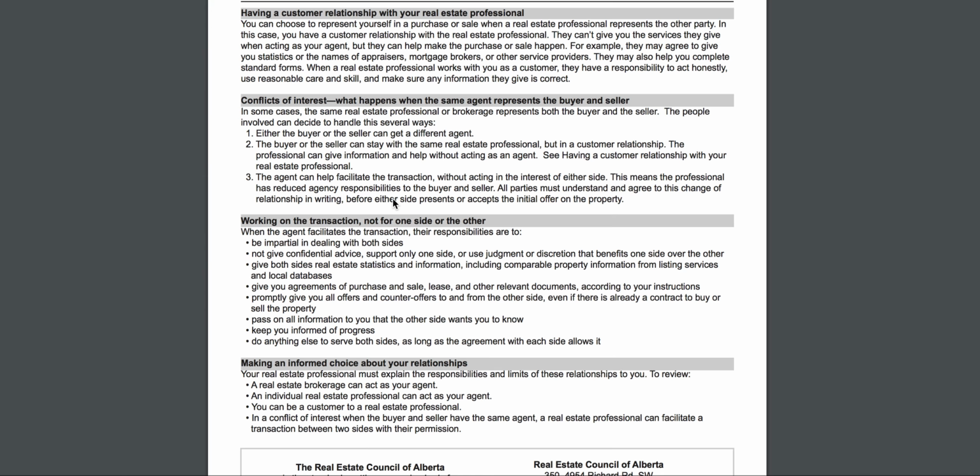You can have a customer relationship with a real estate professional. So this is number 3 of the 3 different agent relationships that you can have. If you're a member of the public, you're a customer. If you're not represented by an agent, then you're also a customer. Agents owe these people a responsibility to act honestly, use reasonable care and skill, and make sure that any information that they give to this person is correct. They can provide very surface level services, like giving them statistics or names of appraisers, mortgage brokers, or service providers, but we're not going to be giving them interpretation of this information or anything like that.